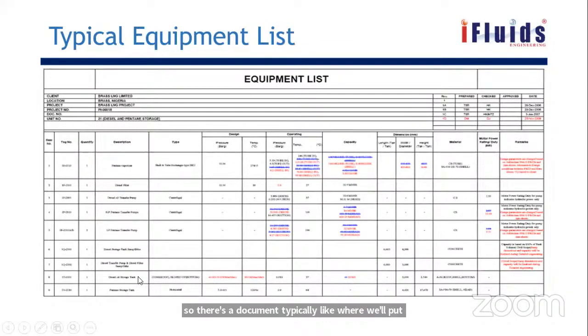This is a consolidated sheet. We'll put the equipment number, quantity, description. So this list will be utilized by different departments for the next subsequent stages of the projects.